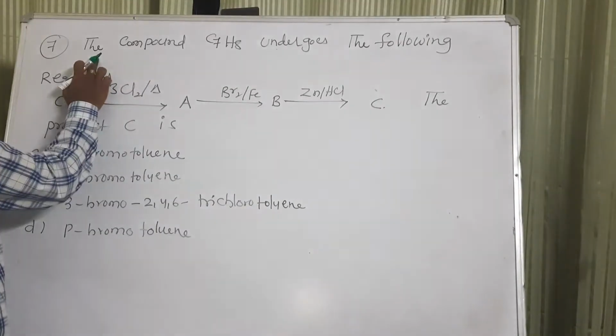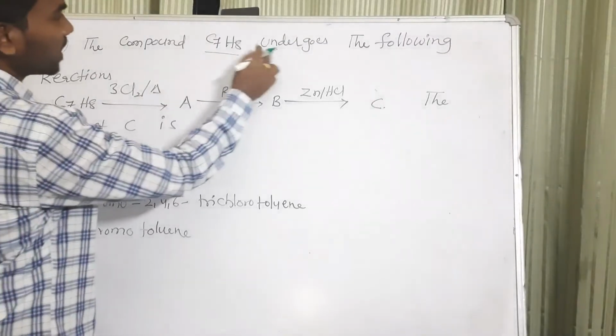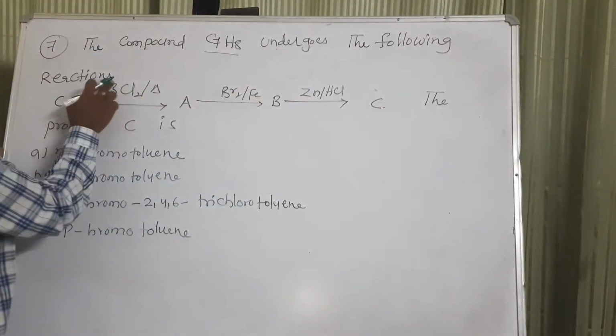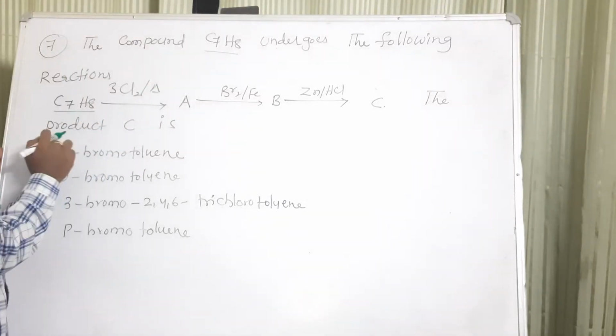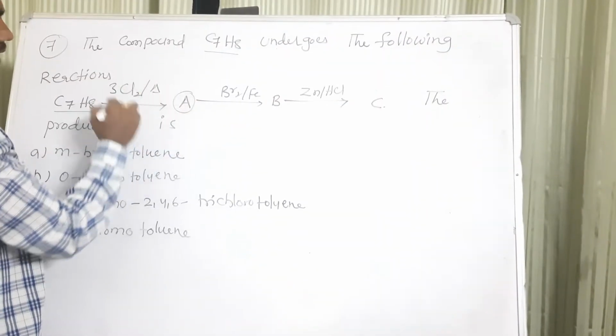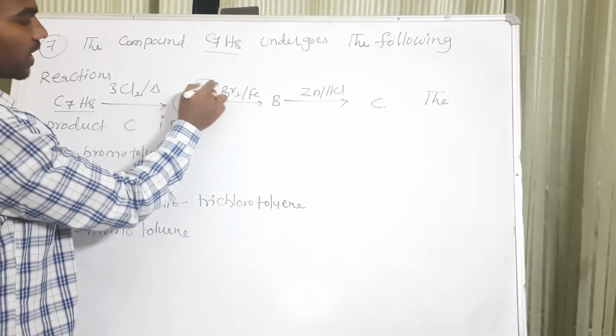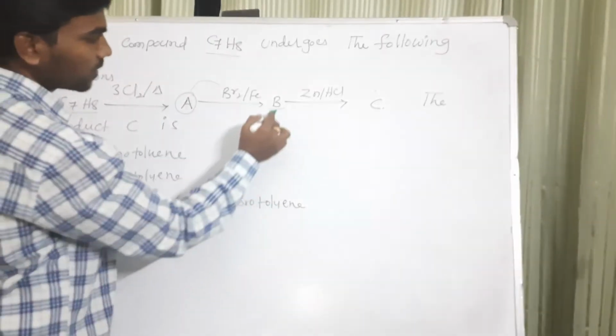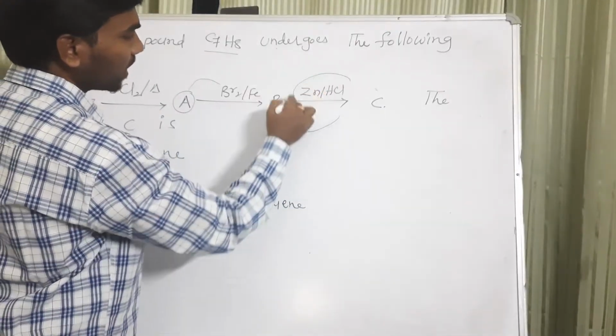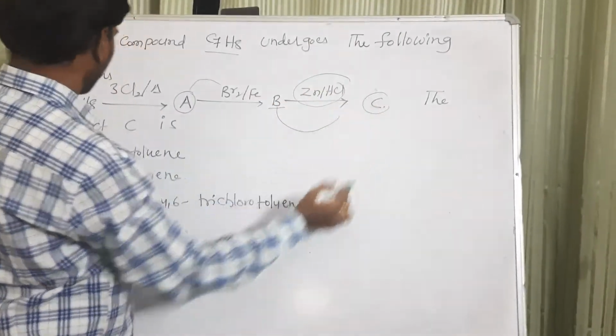Like this, the seventh question: the compound C7H8 undergoes the following reactions. C7H8 when reacting with chlorine in the presence of heat is going to form product A. This A product when reacting with bromine in the presence of iron is going to form B product. If this B product is reacting with zinc and HCl, it is going to form C. So the product C is what they are asking.